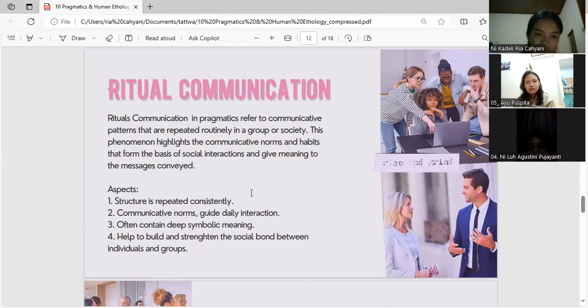And the third one, symbolic meaning. In communication, rituals often contain deep symbolic meaning. Certain actions or words may have certain connotations or meanings that are accepted and understood by group members. And the last aspect, social bonding. Communication rituals play a role in forming and strengthening social bonds between individuals or between groups. They create a sense of community and shared identity within society. Next.